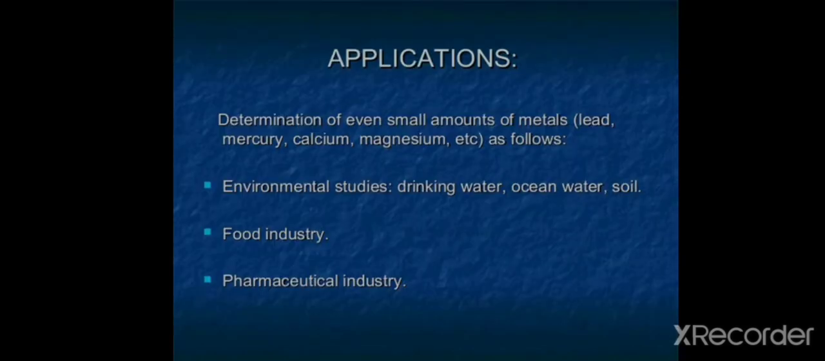Applications of AAS: it is used in the determination of even small amounts of metals like lead, mercury, calcium, magnesium, etc. In environmental studies also, AAS can be used for samples like drinking water, ocean water, and soil. In the food industry and pharmaceutical industry also, AAS can be used.